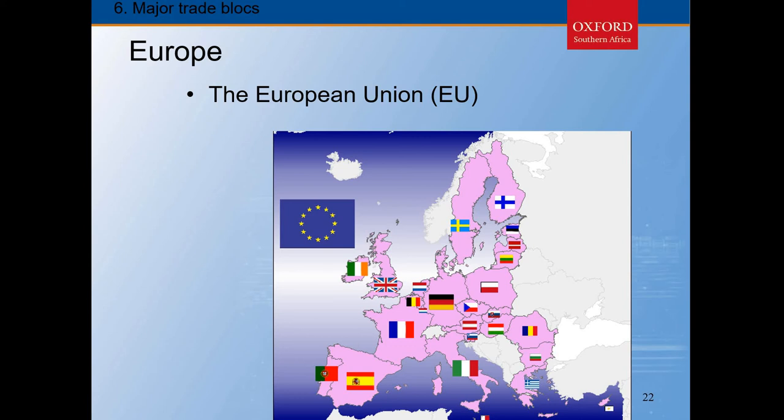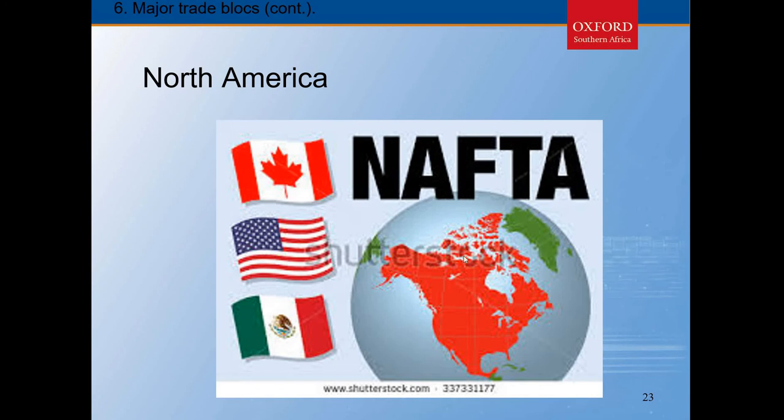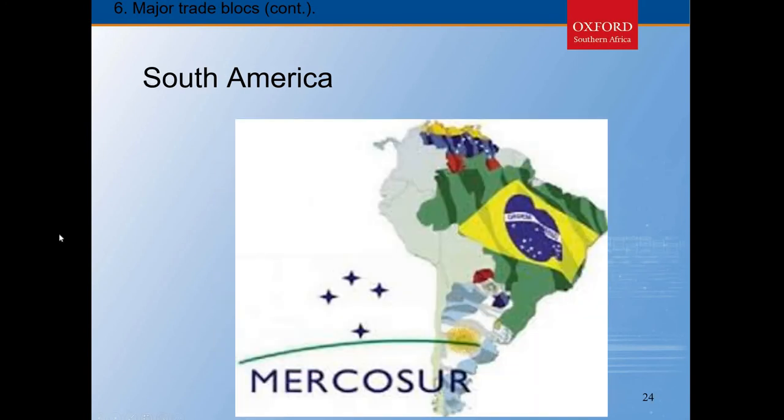Okay, so I'm just going to go through the different slides with the different trade blocks. As I said, you don't have to know each one of them. This is just to illustrate to you how many different trade blocks there are in the world, and this is not an exhaustive list of these trade blocks. So you've got Europe and the European Economic Union, which is probably the most well-known one of the whole lot.